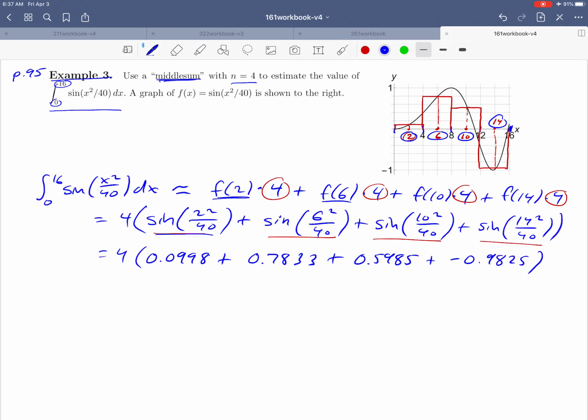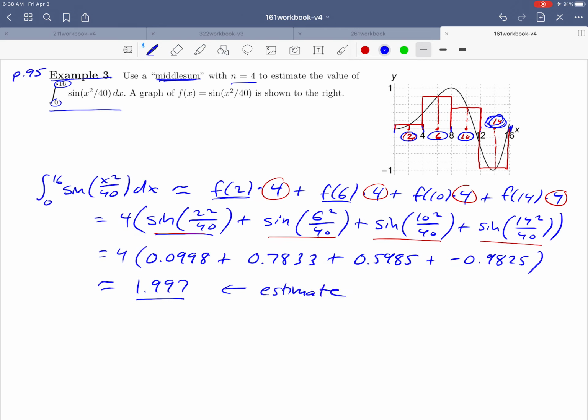Notice that that last number is negative, and that makes sense if you look at the picture, because when you substitute 14 in, our function is actually below the x-axis, so we got a negative number there. You can punch all of this in and get one answer. We're going to come up with 1.997. That's our estimate of the integral.